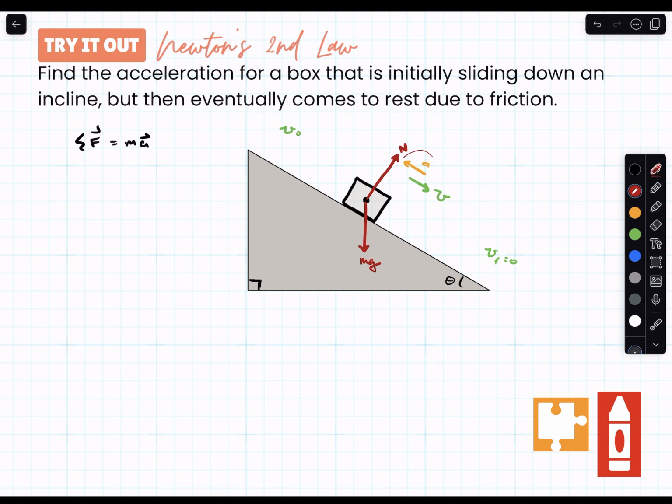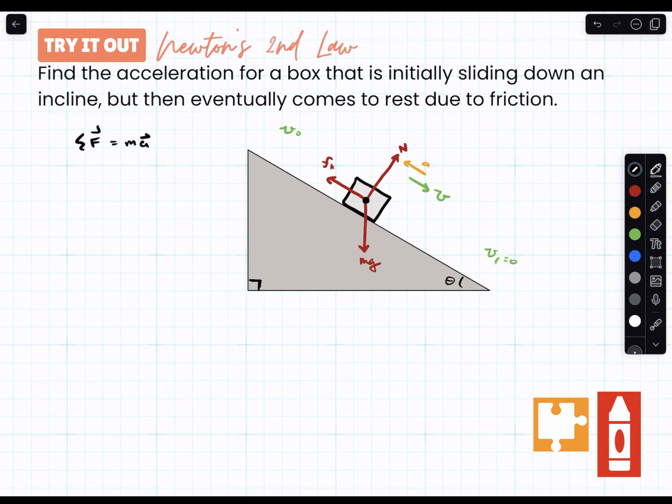And last but not least, because we know the acceleration points this way, that means we have to have an equivalent force pointing that way. And that force in this case is going to be friction. And in this case, that's going to be kinetic friction, because we know this thing is moving, so it has to be kinetic. So here's our three forces, and that's great, but adding them is going to be a pain.